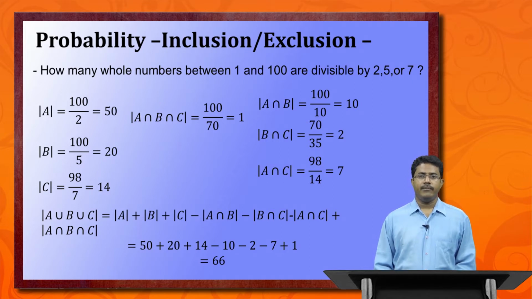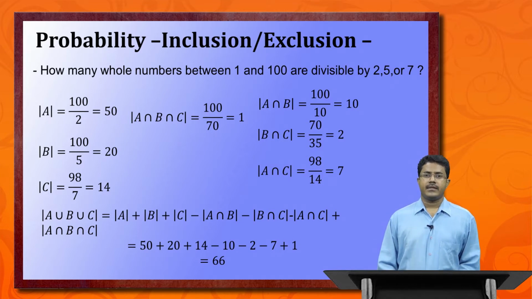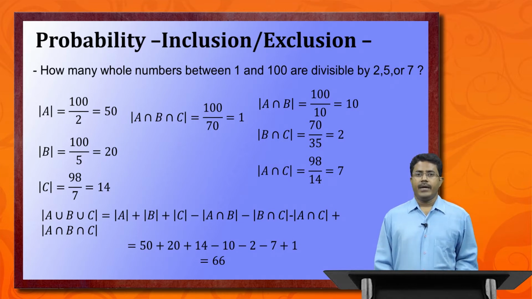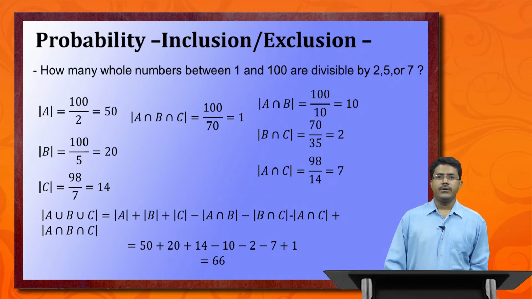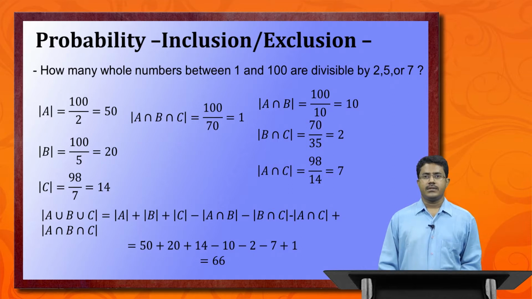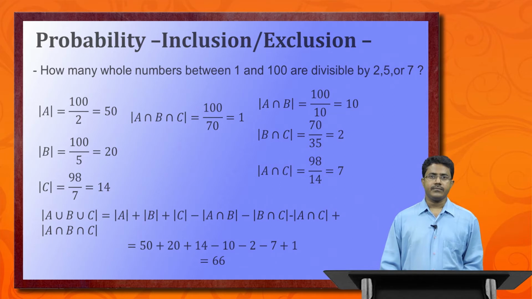So use that formula: A union B union C equals A plus B plus C minus A intersection B, B intersection C, and A intersection C, plus A intersection B intersection C. So that is 66. We will get only 66 numbers which are divisible by 2, 5 or 7.